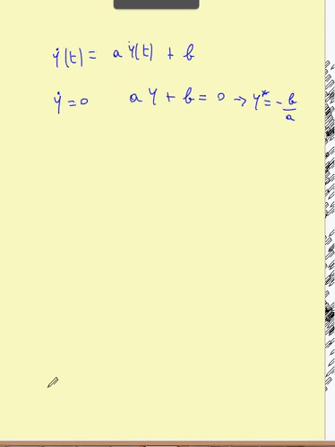If A is negative, the equilibrium solution is globally stable, as in the previous case. If A is positive, the equilibrium solution will be globally unstable. Because if A is positive, the slope is positive. If A is negative, the slope is negative.